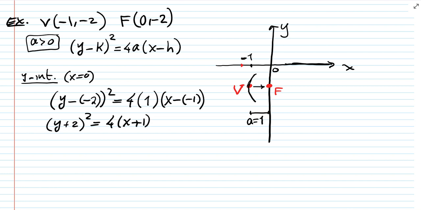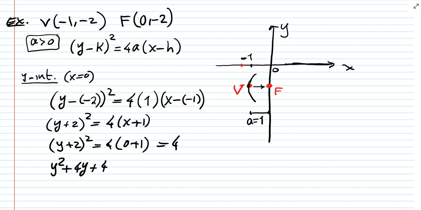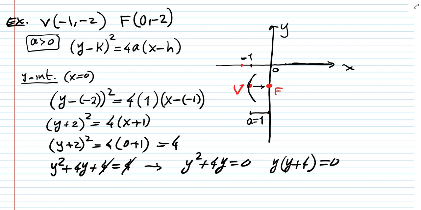And now I can find the y-intercept. Let x be 0 in this. I get y plus 2 squared is equal to 4 times 0 plus 1, which is just 4. Square the left side. Y squared plus 4y plus 4 equals 4. Subtract 4 from both sides and we get y squared plus 4y is 0. Now if I factor the y, I get y times y plus 4 equals 0. Correct? And then by the zero factor property, we know that either y is 0 or y plus 4 is 0.